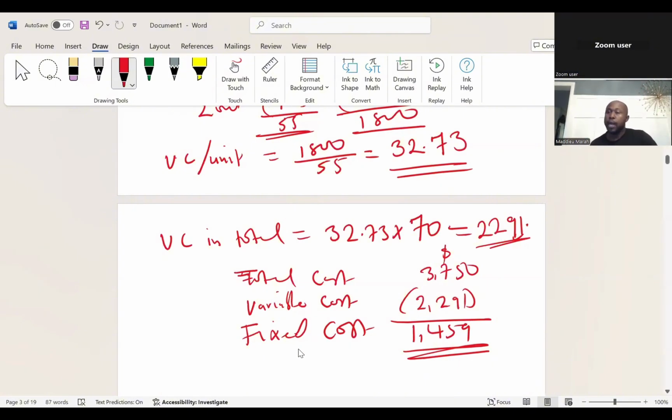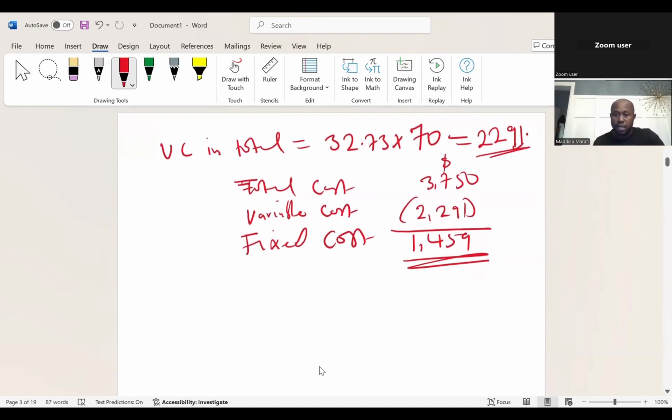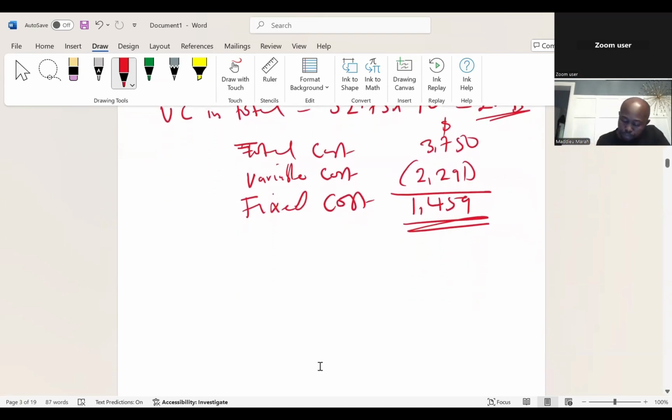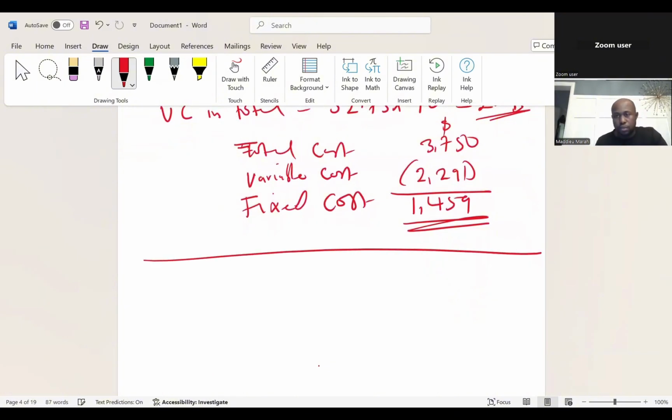Okay. I told you we're only using two data points to calculate fixed cost and variable cost. This is a problem for analysis purposes. That's why we have the introduction of regression analysis and correlation analysis. We use all the data. We'll get to that. Now, I want to use the high method, so you can understand better.